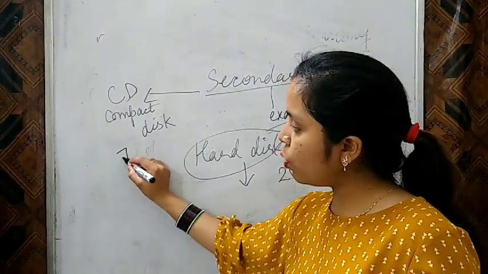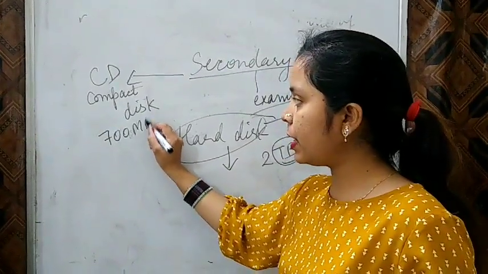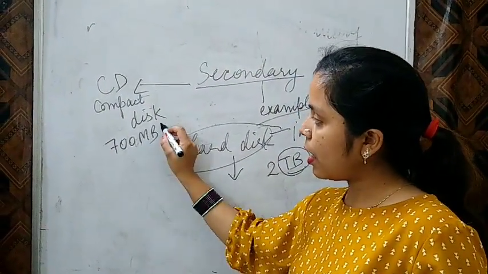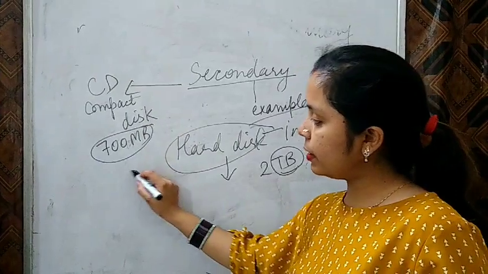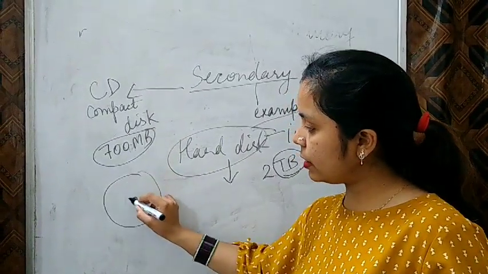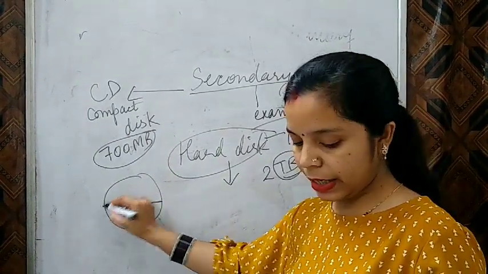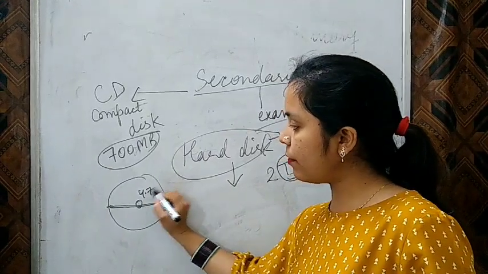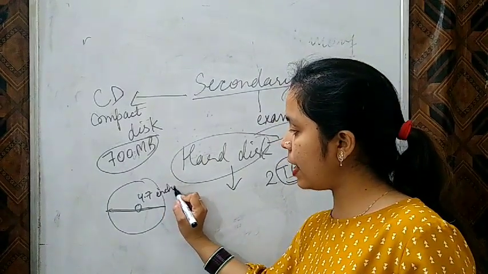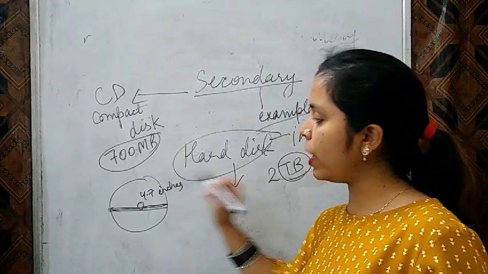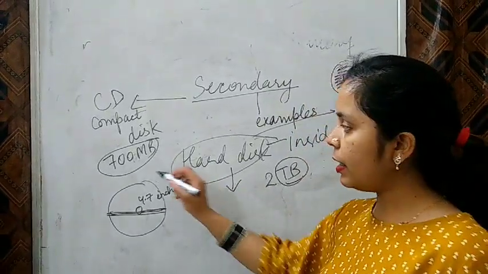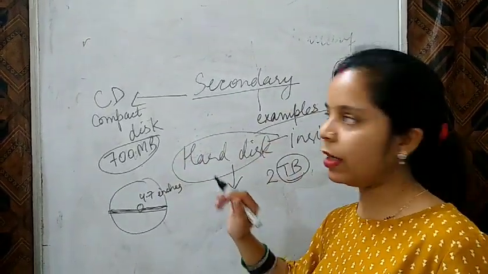It can store only 700 MB of data, and the diameter of the CD is 4.7 inches. This length of the CD is 4.7 inches, and it can store only 700 MB of data.